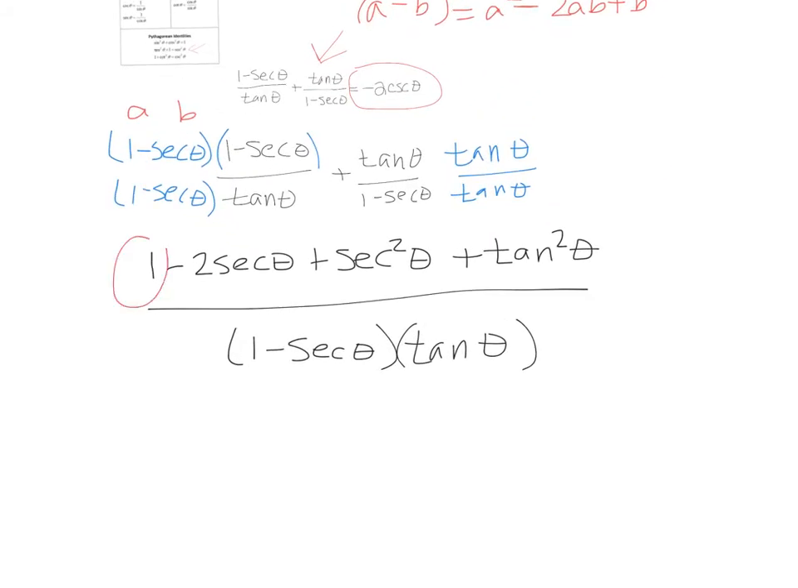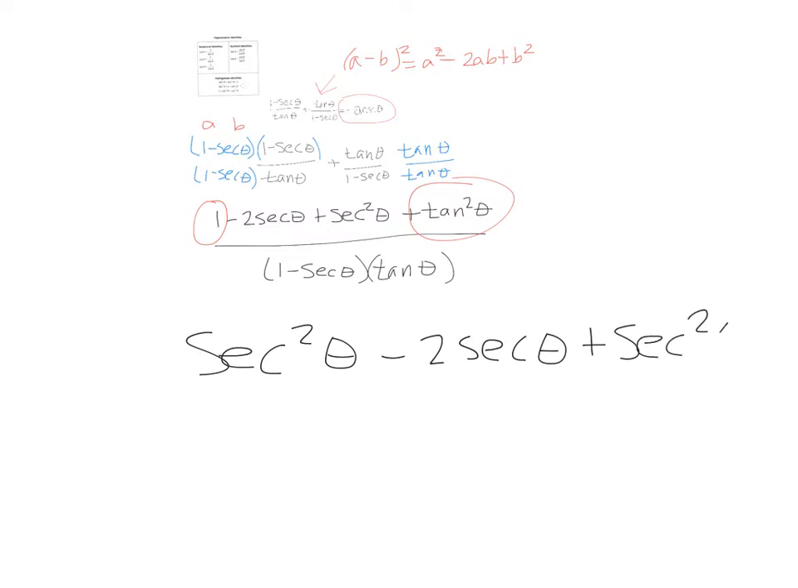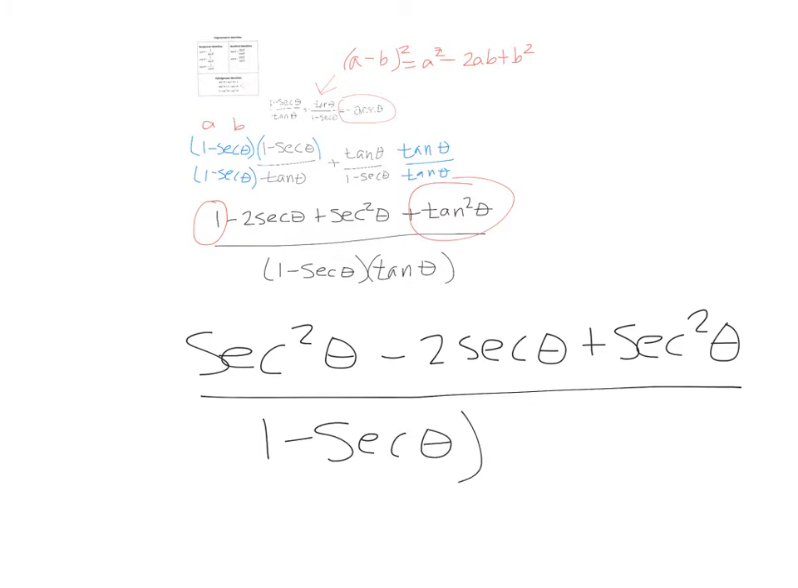We've got 1 and the tangent squared, which is going to give me the secant squared. So I get secant squared theta minus 2 secant theta plus secant squared theta. Let me point that out again: 1 and the tangent squared gives me this secant squared. Otherwise, this right here stays intact. Now, let's see here. Divided by 1 minus the secant, tangent.